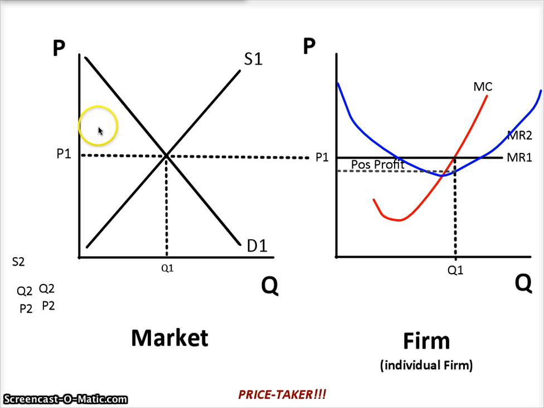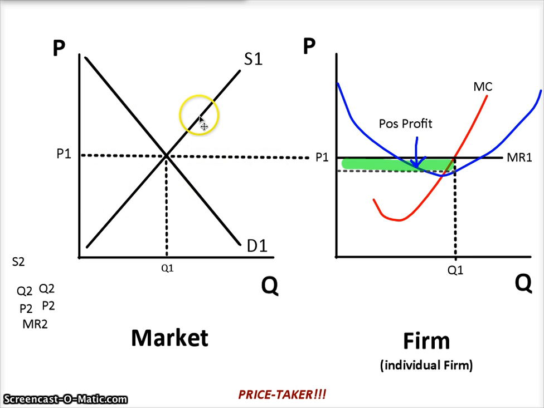So if we take a look at our good old side-by-side graph, this is what we just did. We have the positive profit. In the previous screen, we had it shaded and labeled. Okay, this is what we just saw. Now I'm going to include the market side.